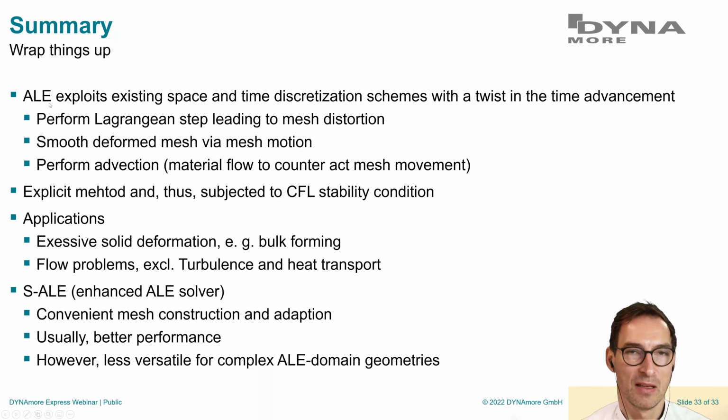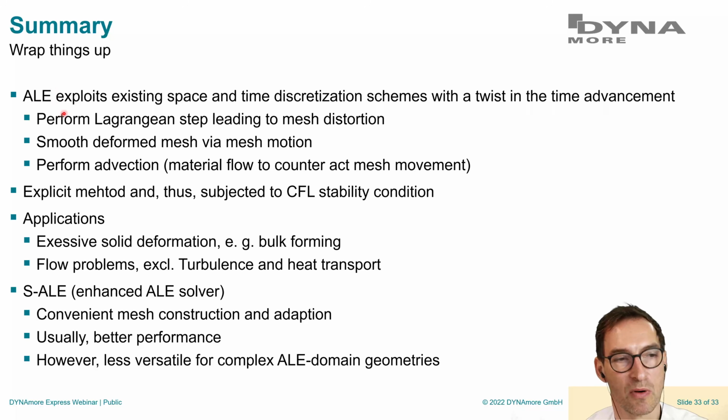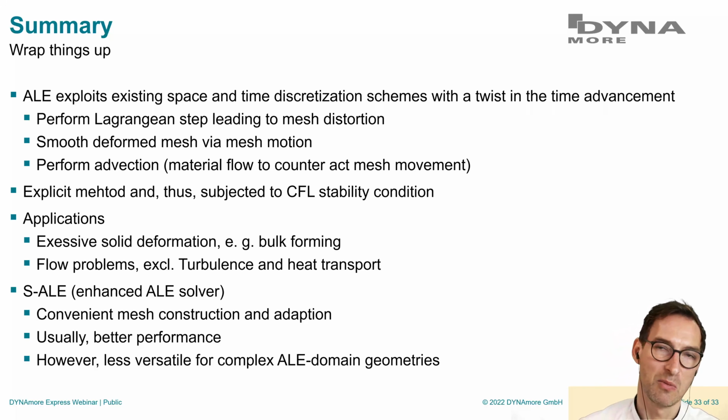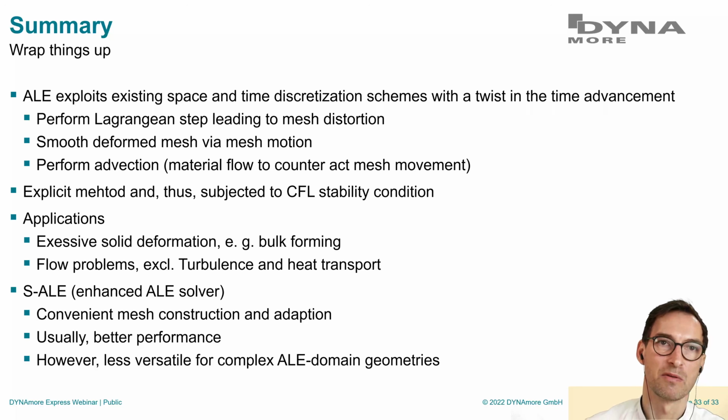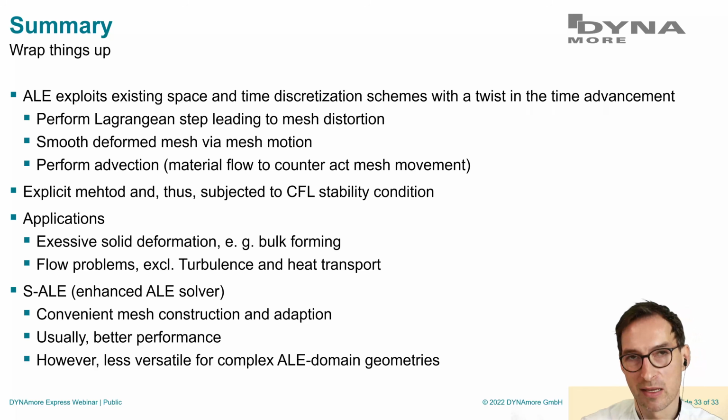Like I said, I think it's really important to understand what the ALE method actually does in the background. Just keep in mind, the first step we're doing is a Lagrangian step, like any finite element method, so we get a mesh distortion. Then we correct this mesh distortion, so we smooth the mesh. And due to this mesh movement, we also have to perform a so-called advection step. That means material has to flow through the mesh in order for the material to maintain its original position. Keep in mind, ALE is an explicit method, so we also have the stability limit. Just keep this in mind.